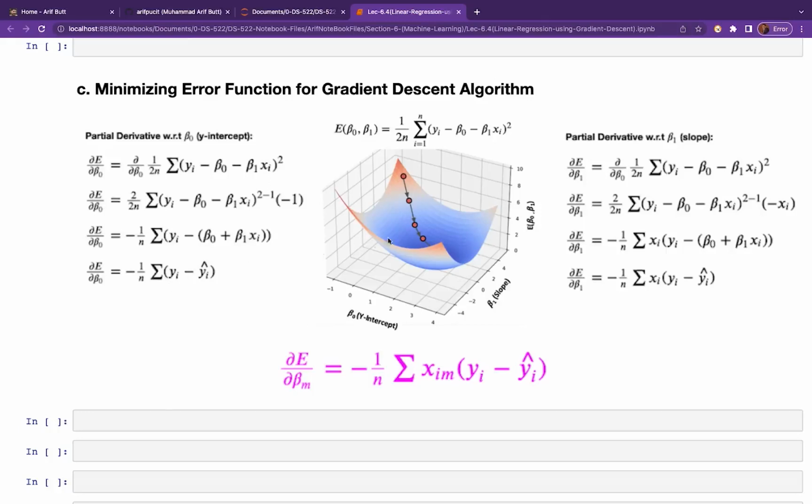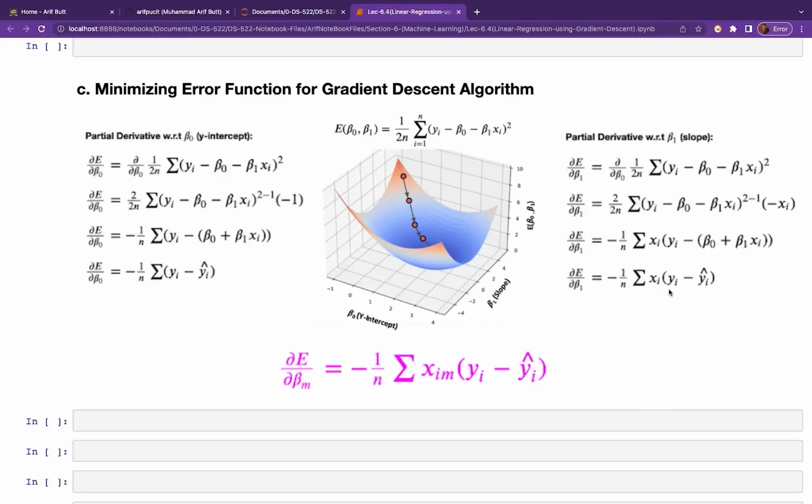Similarly, on the right side of this graph, I have shown the partial derivative of error function with respect to beta 1, that is the slope, which tells us with a little change in beta 1 how much error function will change. And finally, after simplifying, we arrived at this simplified equation.